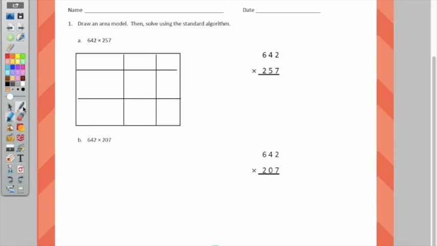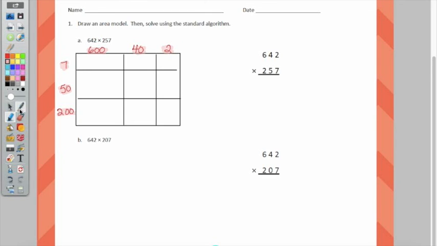So to set this one up, I would do 600 plus 40 plus 2, 257. Now there's really no reason to cram it all in there. There's lots of room for you to write. If you want to do each problem on a piece of scratch paper so you have enough room, do that. They're both the same. They're very similar. So that's the first one.